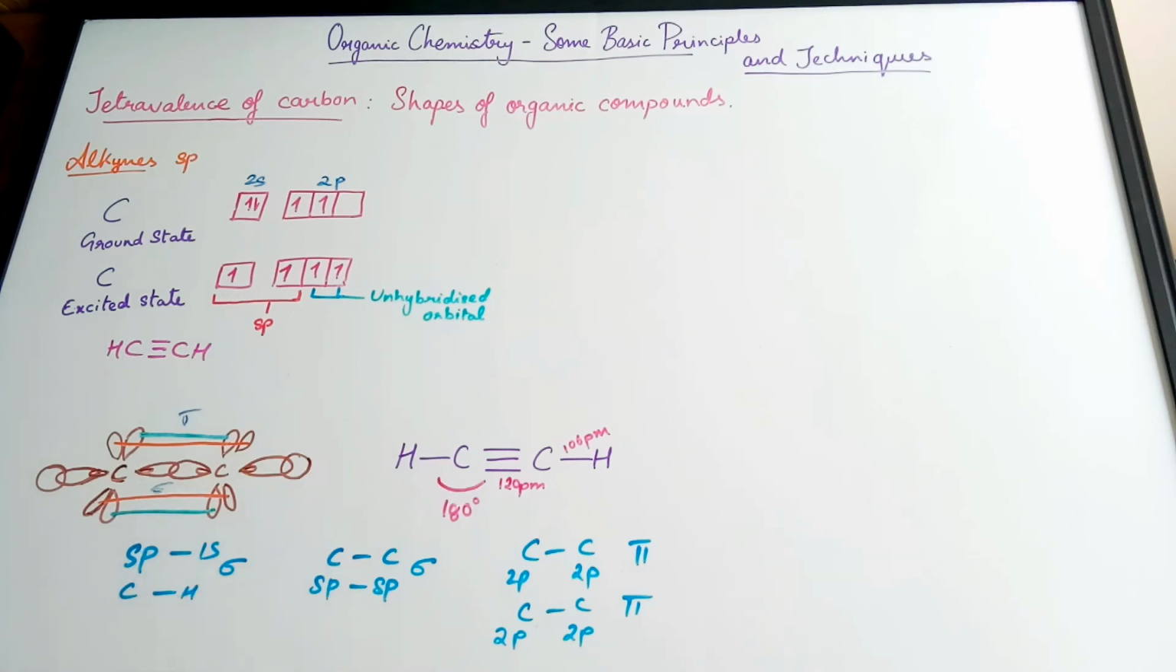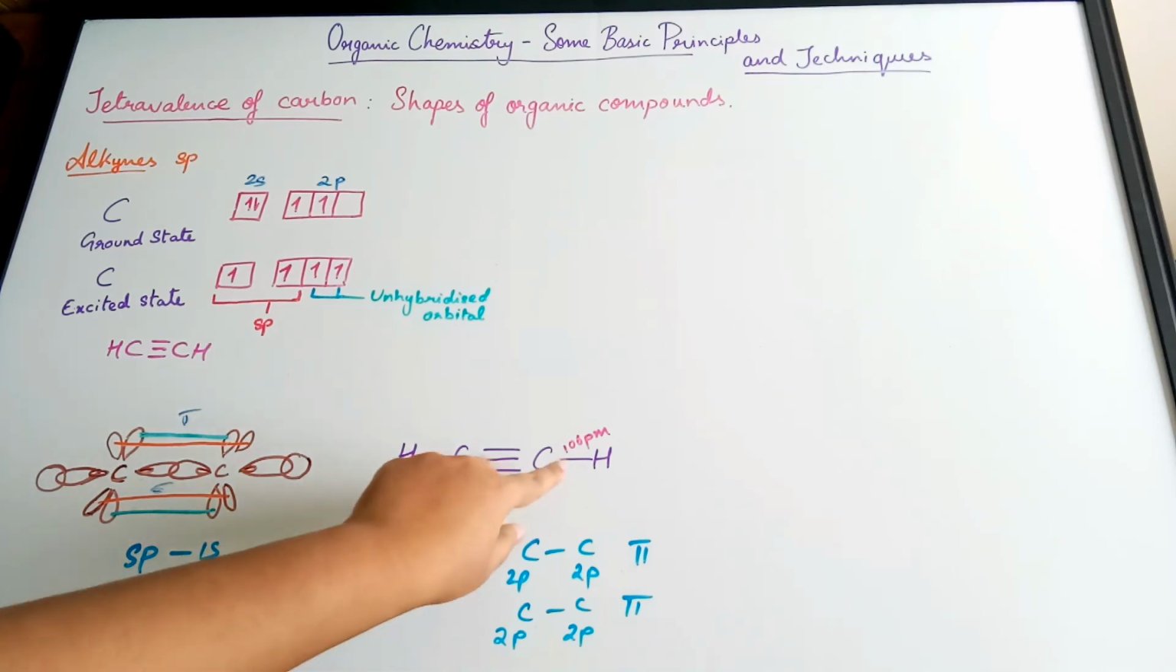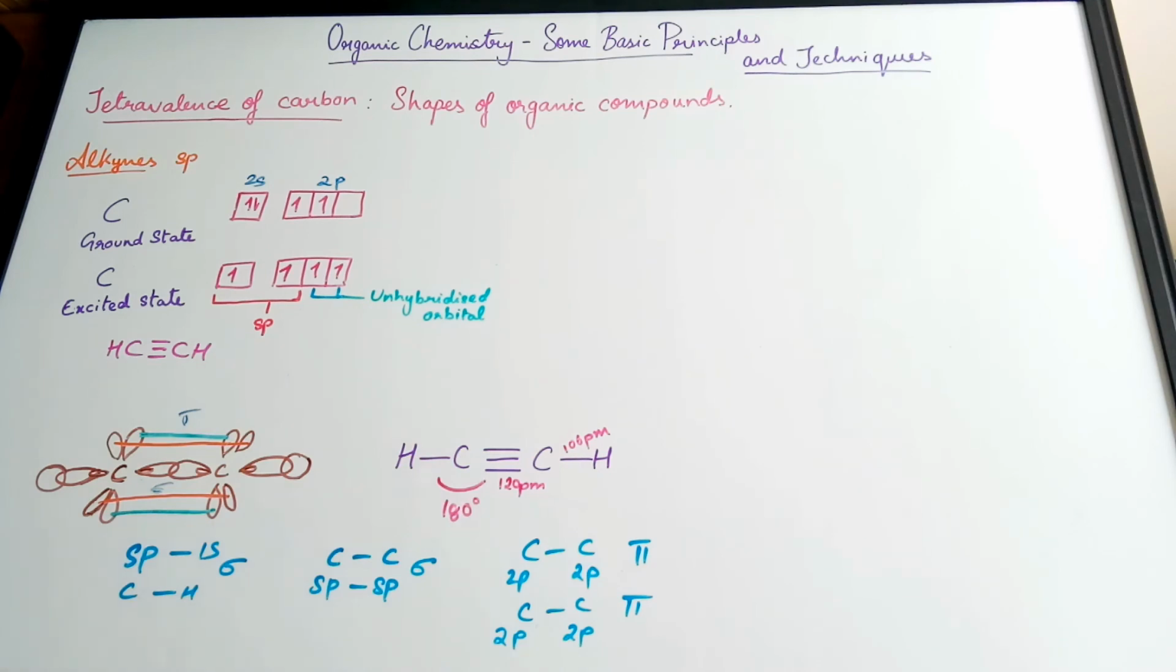If you remember, we discussed that in case of the double bond, the bond length was 134 picometers, whereas in case of the single bond, it was 154 picometers. So in case of a triple bond, it's much shorter, and the bond length between carbon and a hydrogen is 106 picometers. With that, we finish the shape of organic molecules.